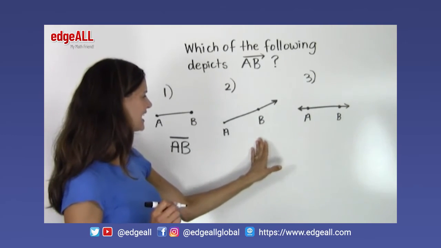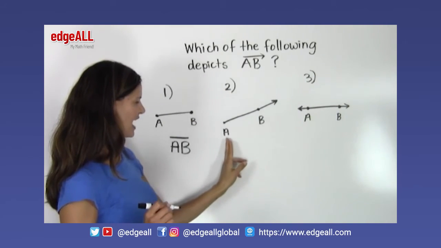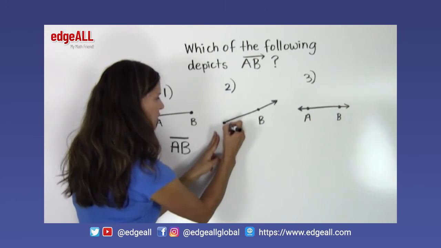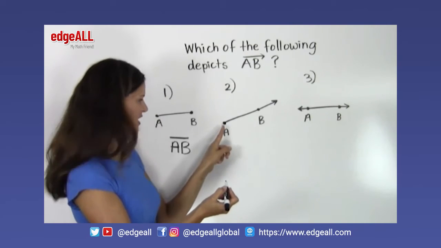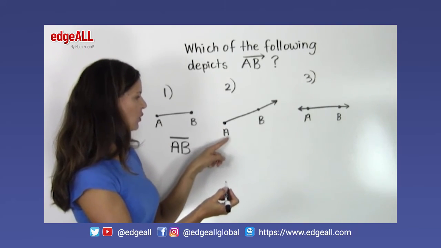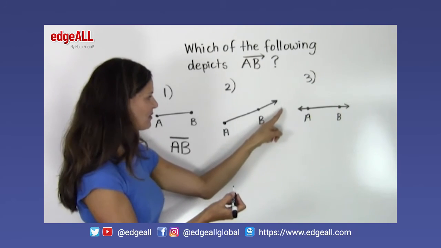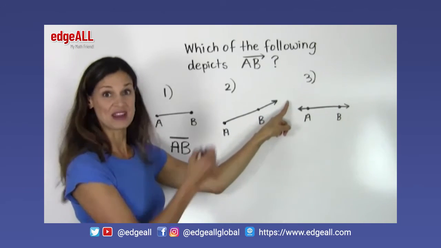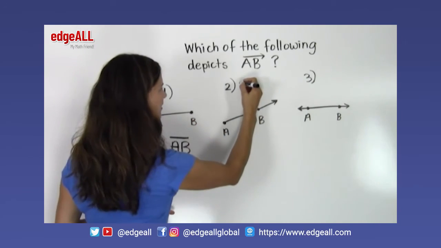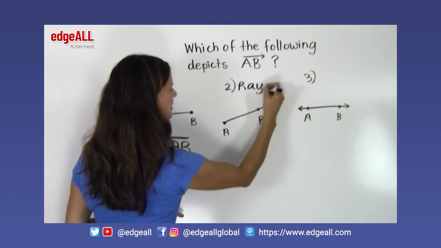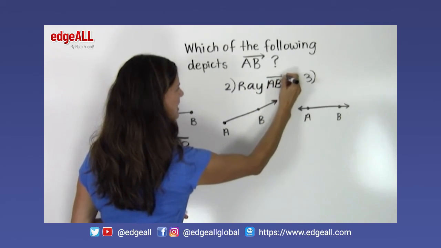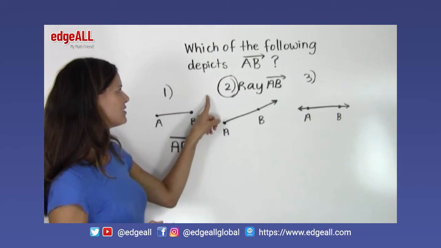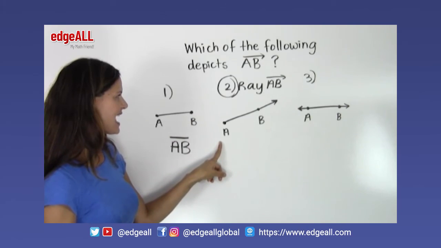Let's look at the second drawing here. In the second drawing, we have point A and point B again. And sure enough, on this one, we're starting at point A. There's no arrow going in this direction. We're going through point B, and we do have an arrow going in this direction of B into infinity. So this, sure enough, number 2, is ray AB. So number 2 is going to be our answer to the question of which of the following depicts ray AB.